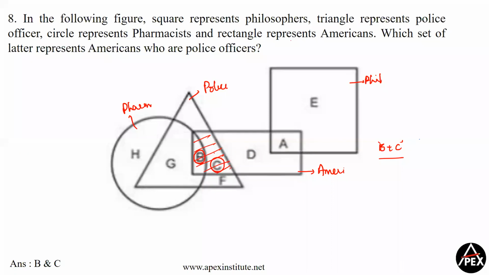So if the question is asked about which set represents Americans who are police officers and not pharmacists, then what will be your answer? Then your answer will be C. Or which set of letters represents Americans who are only police officers? Then your answer will be C. But here we are asked to determine the set that represents Americans who are police officers. They can be pharmacists also. No condition given to us, isn't it? So in that case, consider the region common between police officers and Americans. You have two regions here, B and C.